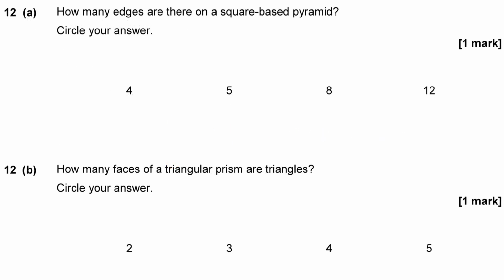Question 12. How many edges are there on a square-based pyramid? Circle your answer. Now, for any shape and space question they give you which is just wording, I highly recommend that you draw a quick sketch or diagram to go with it. So a square-based pyramid is like a square with a point on the top, isn't it? That all the points then join up to. Okay, so how many edges are there? How many straight lines did I just draw? I drew 1, 2, 3, 4, 5, 6, 7, 8. There are 8 edges altogether. So it's that one there.